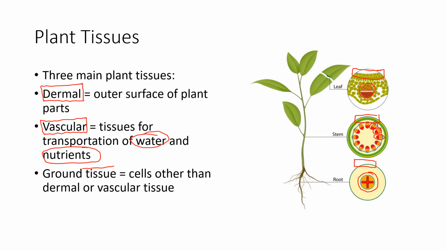The remaining tissue is just considered to be one group called ground tissue. Basically anything that's not dermal or vascular is going to be ground tissue, and there are different functions of that ground tissue as well, depending on the type of plant and what you're looking at.